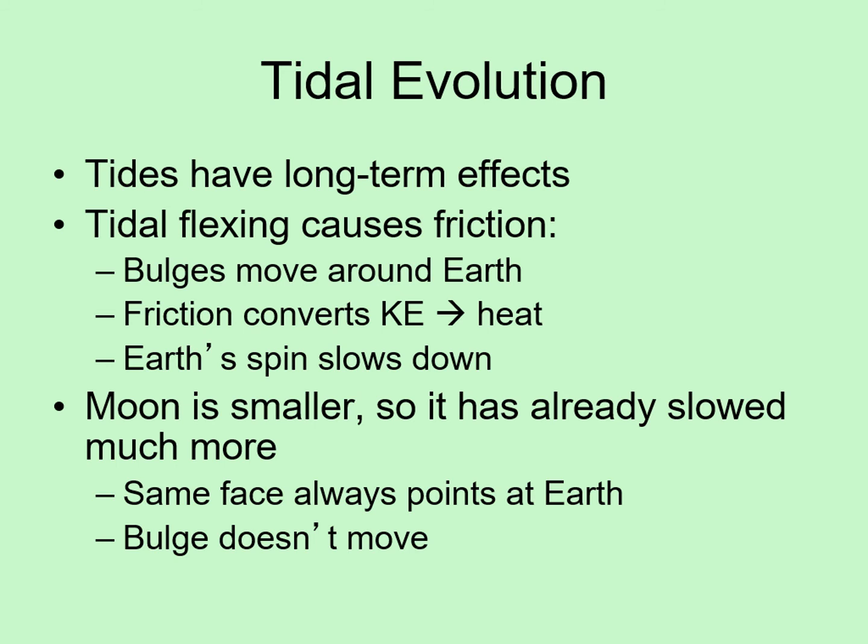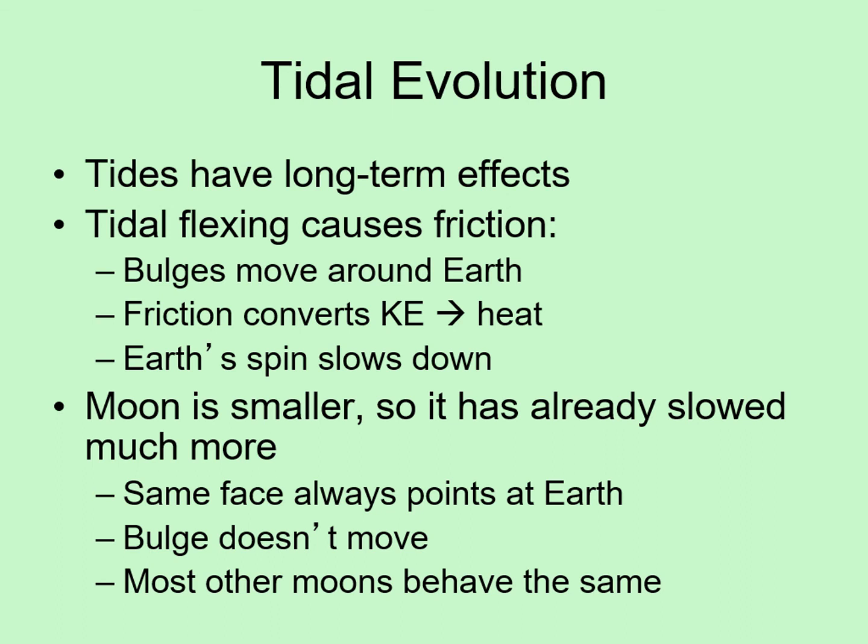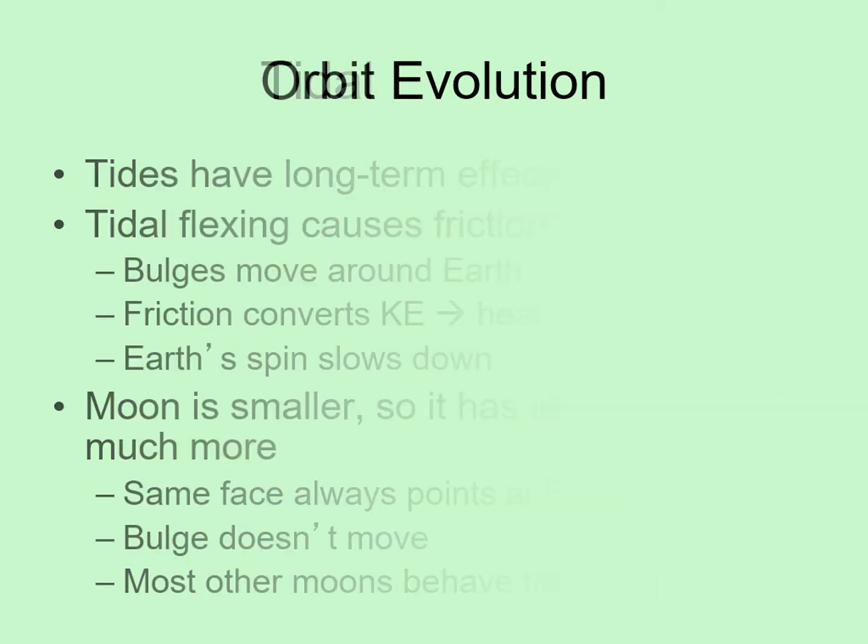So the fact that the moon keeps the same face towards the Earth isn't an accident. It's a direct result of the tidal force exerted by the Earth on the moon. Our moon isn't alone in this. Almost all of the moons in our solar system do the same thing. They keep the same face towards their planet because of the effects of tides.